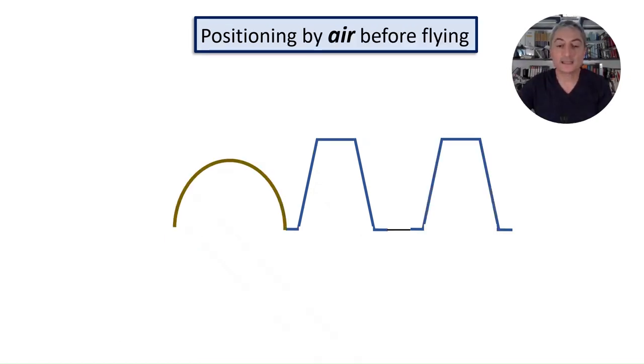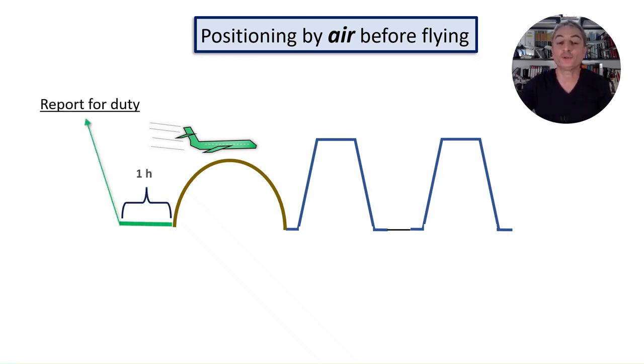So let's start to see the case of the positioning by air before flying. So we need to do a couple of sectors today, but not starting from your base. We need to go somewhere else and then be operating crew. So initially we have a flight as a passenger. In this case, our report for duty is an hour before the departure of that flight. And this flight doesn't count as a sector.